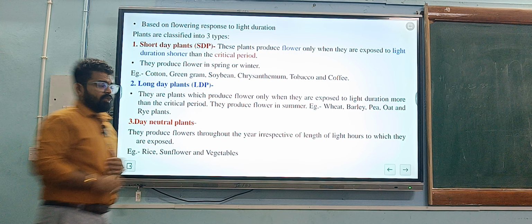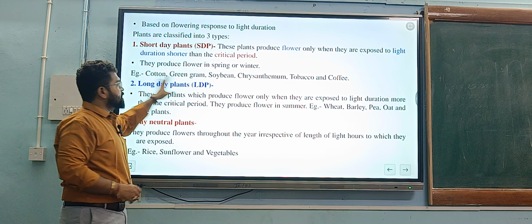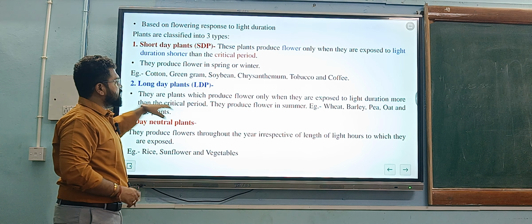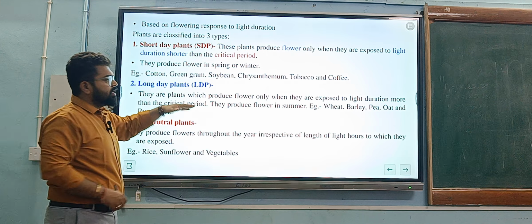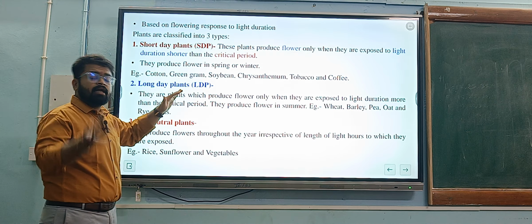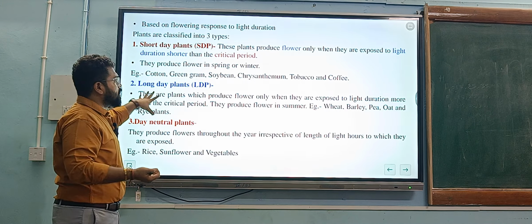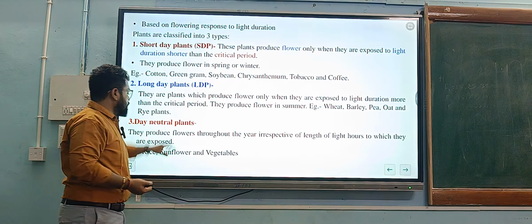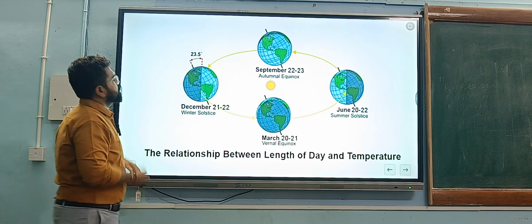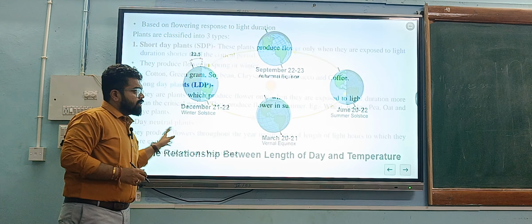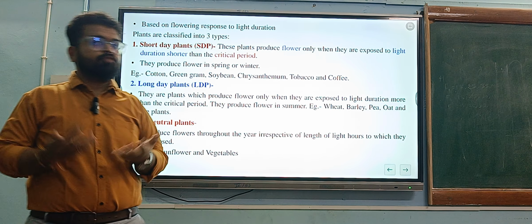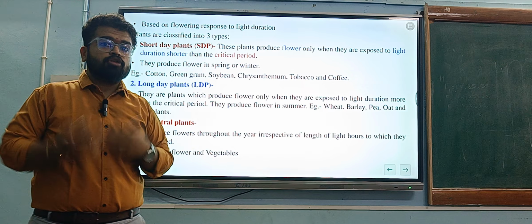The examples are very important. With respect to short day plants: green gram, soybean, chrysanthemum. Long day plants are generally wheat, barley. That is, the rabi plants we consider long day plants, and generally kharif plants we consider short day plants. Day neutral plants: sunflower, rice. Yes, we have studied today the growth of the plant and the response of the plant to the length of light, photoperiodism.